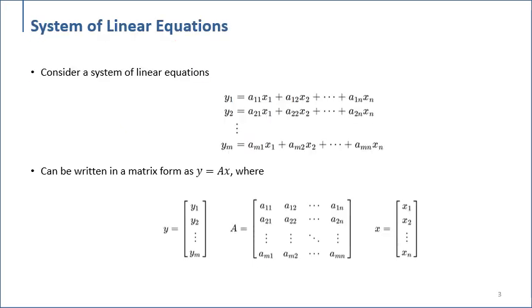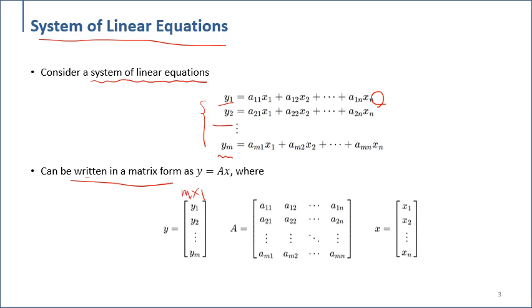And in a more general form of systems of linear equations, let's consider a system of linear equations with n variables and also m equations. In that case, we can also rewrite this set of linear equations in a matrix form with y as an m by 1 vector, A as an m by n matrix, and x as an n by 1 vector with unknown variables.